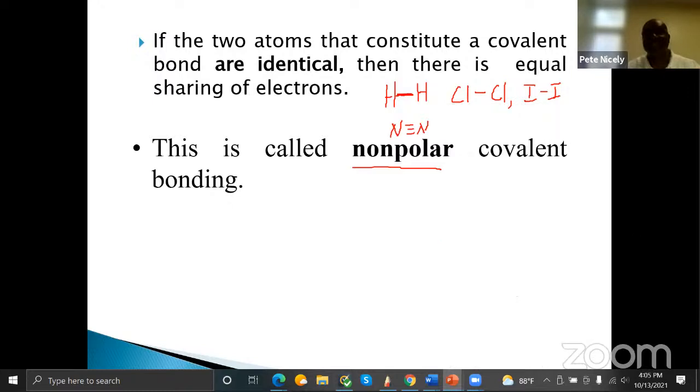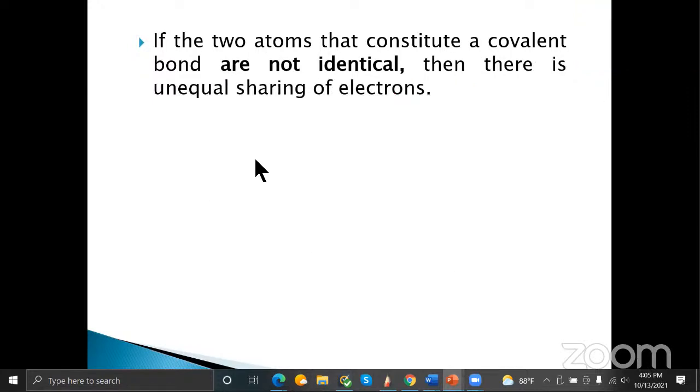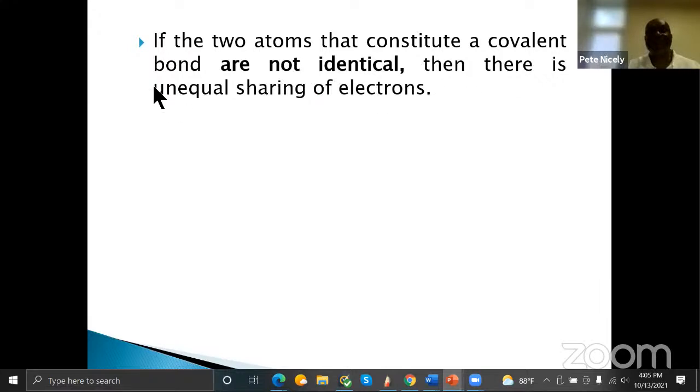But that's not going to be the case in all cases of bonding, because you're going to have situations where the electrons are not equally shared, especially when the atoms are not identical. Okay, so let's talk about the different possibilities of bonding so far that we have discussed. We talked about ionic bonding, right? And we talked about covalent bonding. And it turns out that ionic bonding and covalent bonding represent two extremes of all the bonding possibilities that one can imagine, all right?